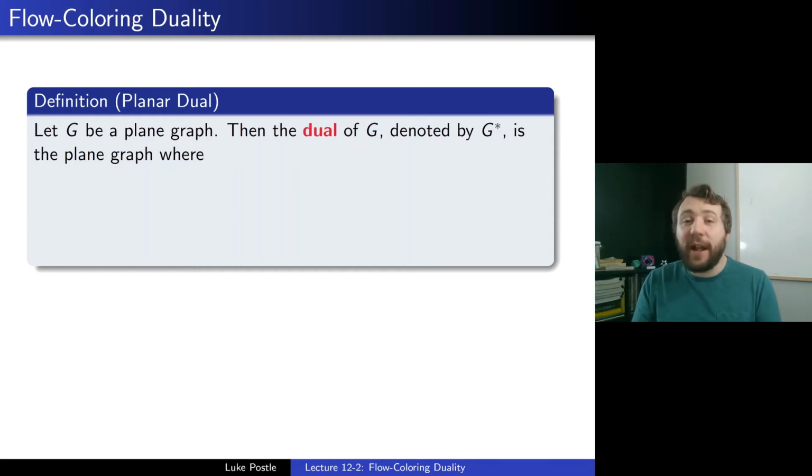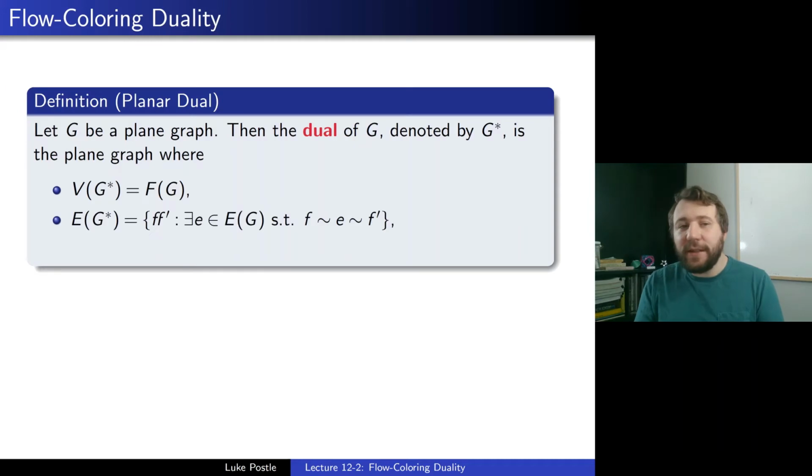So let G be a plane graph. Then the dual of G, denoted by G star here, is the plane graph where the vertices of G star are the faces of G. The edges of G star are, say, F F prime, if F and F prime are faces of G where there exists some edge that's incident with both F and F prime. So if two faces border each other, we'll put an edge in G star there. And then it turns out the faces of G star correspond to the vertices of G, and so if you took the dual again, you'd get the original graph back.